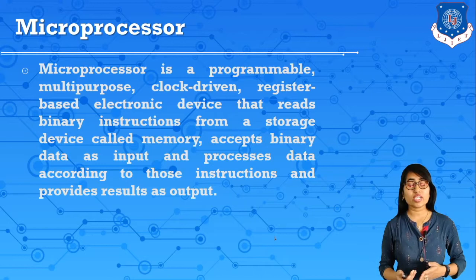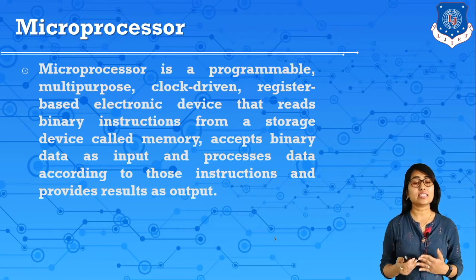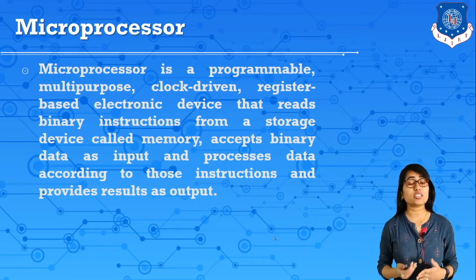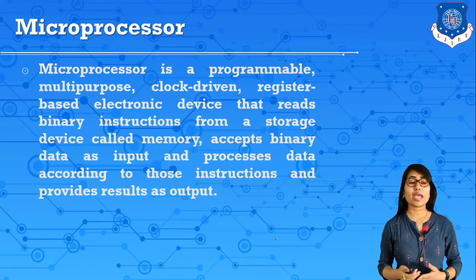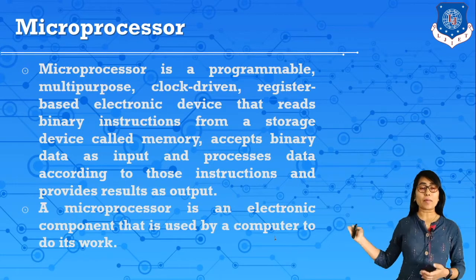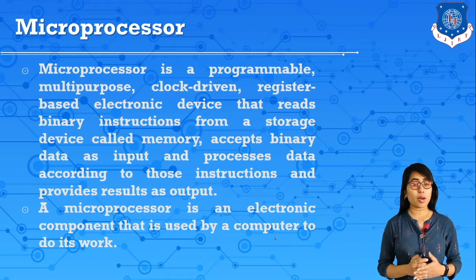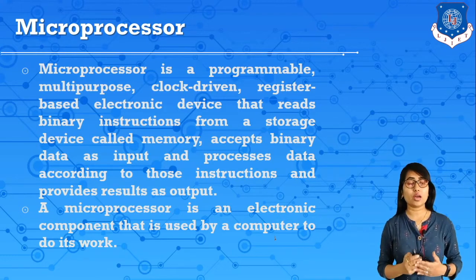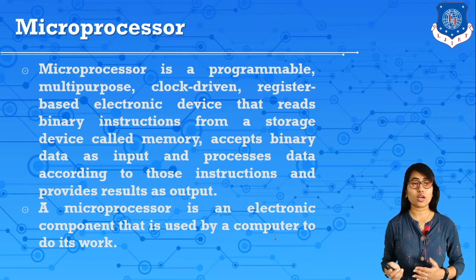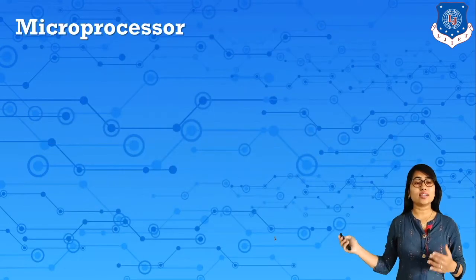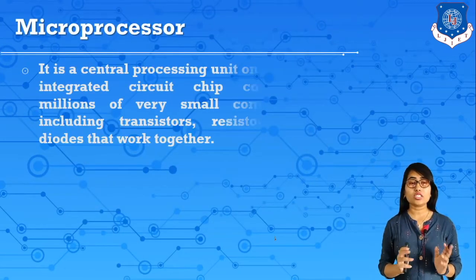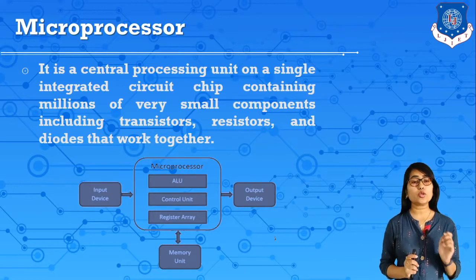So it reads instructions, it accepts binary data as input, processes data according to those instructions, according to those commands, and provides results as output. This microprocessor is an electronic component that is used by a computer to do its work. It is basically the device of a central processing unit.